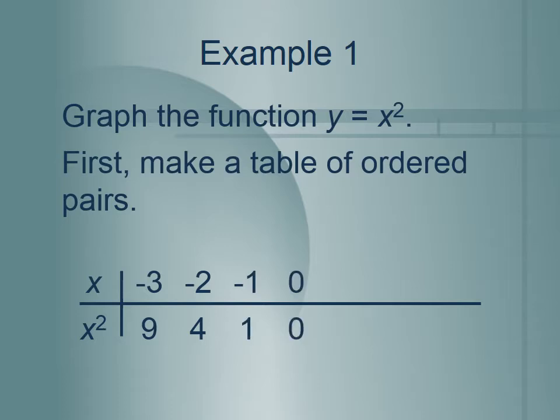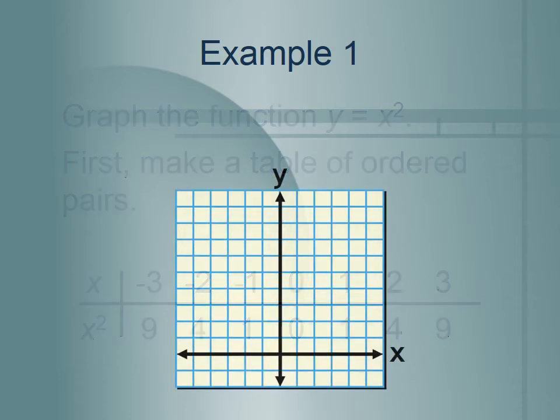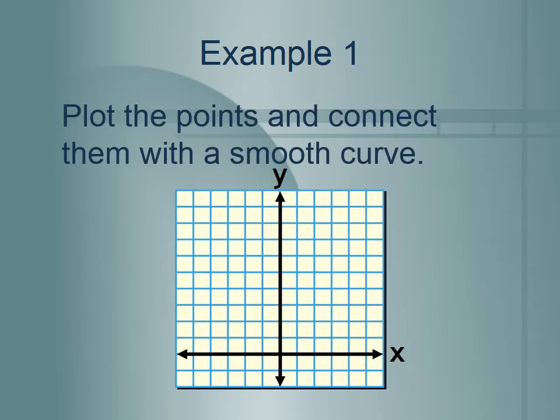And so we'll go ahead and do some more numbers. So we have a lot of ordered pairs here. Once we have a table of ordered pairs, go ahead and plot those points and connect them with a smooth curve.